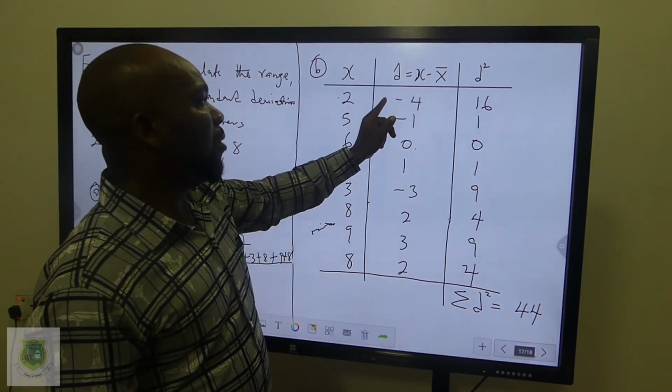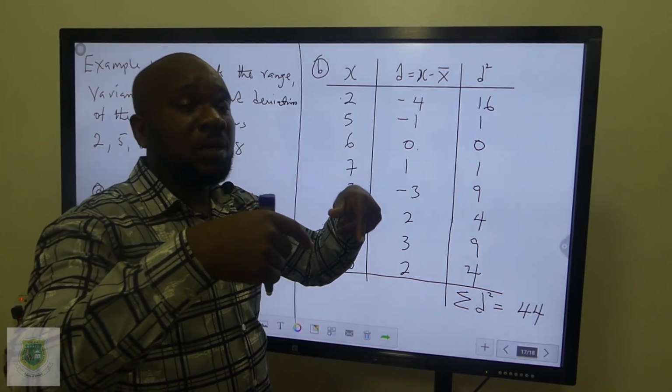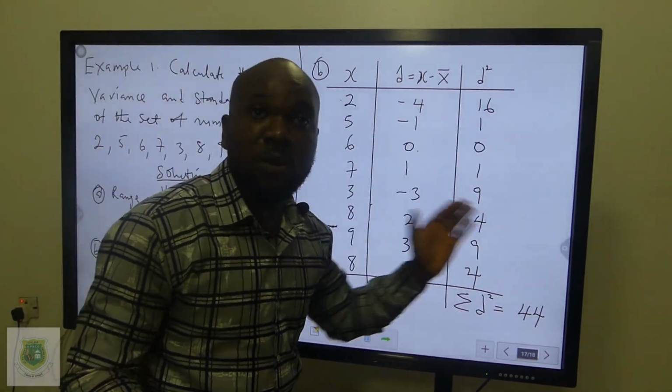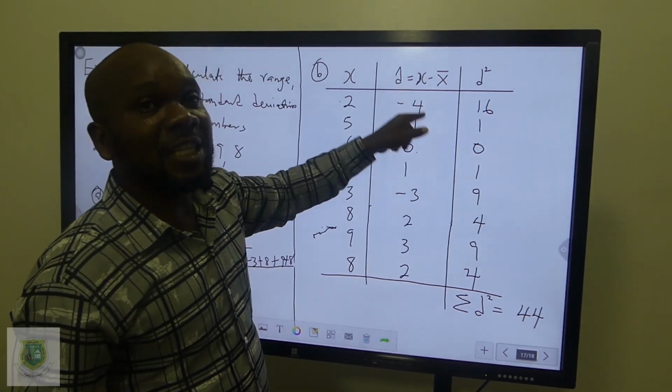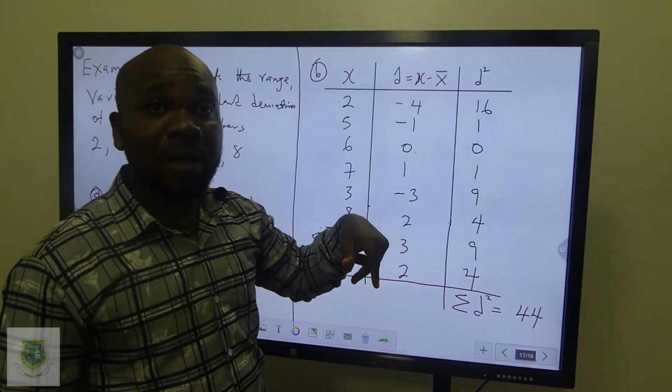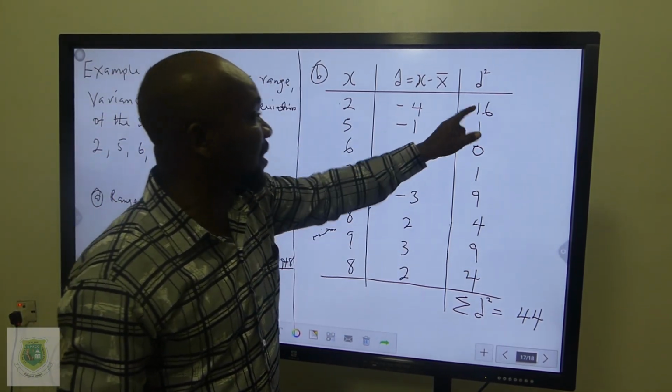Remember that whenever something is minus 4 squared, it's going to be what? A plus. Minus 4 times minus 4. Minus and minus cancel to give you what? Plus. And 4 times 4 is what? 16.